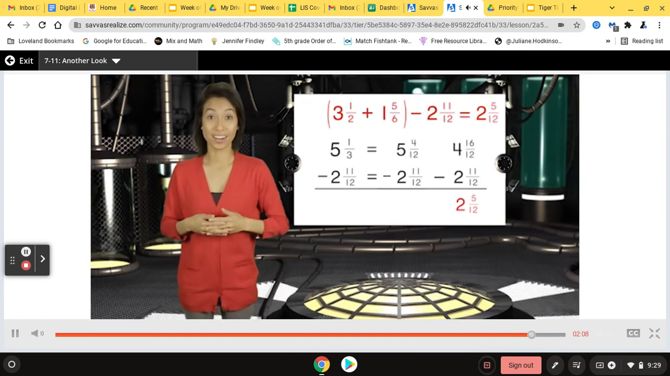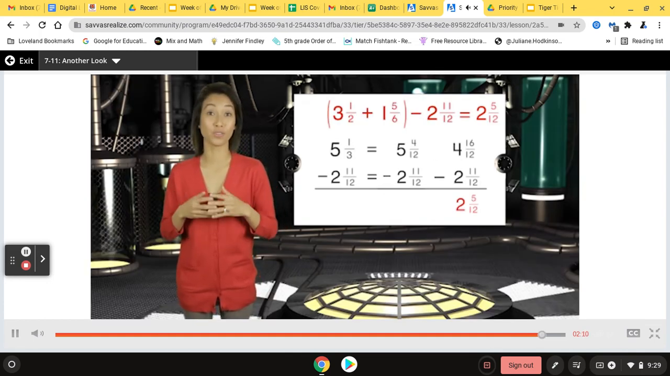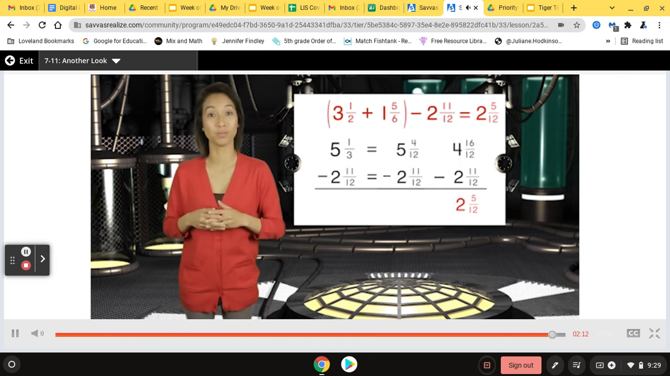You already knew how to add and subtract mixed numbers, so it wasn't a big leap for us to add and subtract them in one problem.